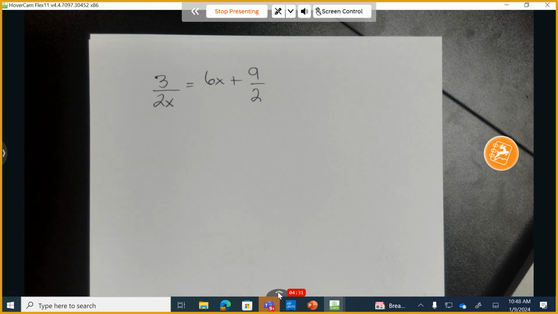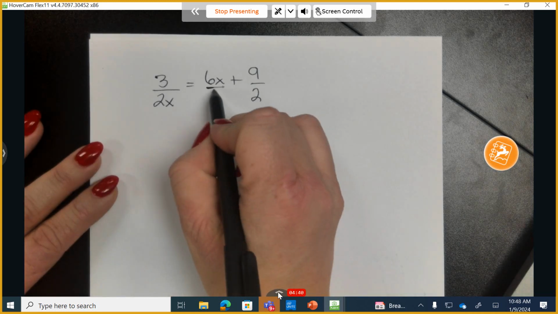Example number 2. So the first thing I'm going to look at is the denominator. I see two denominators, but one of them is hiding. For 6x, I don't see a denominator. I don't see a bottom. When you don't see the number, put a 1.